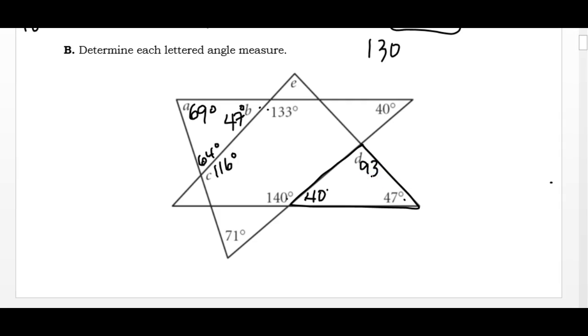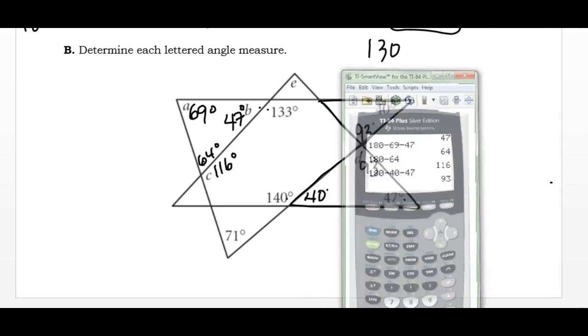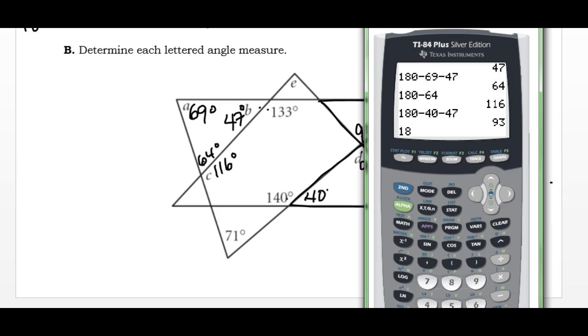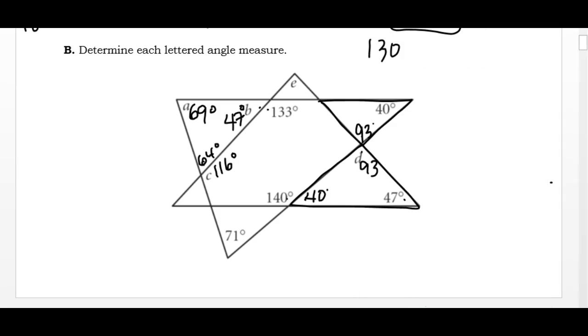Let's hop up to get E. That'll be our last answer. So I'm going to vertical that 93. I'm going to triangle 180 right here. Oops. 47? I should have known that. It was that one. Same answer.